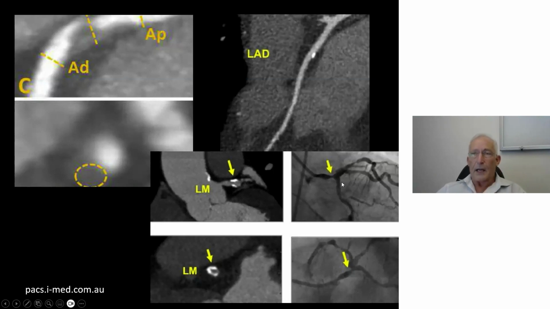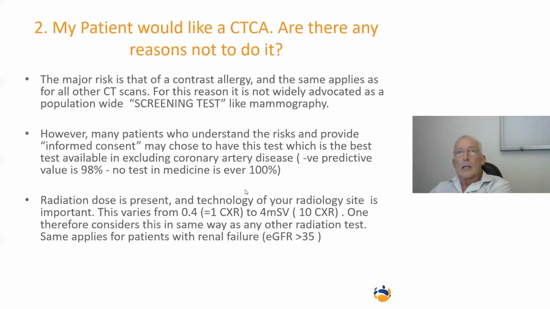The catheter angiogram is still the gold standard for measuring stenoses and for some of the smaller vessels, but it's got some pitfalls, and there are a number of areas where the actual CT scan has a lot of advantages. So, moving on, I want to get on to the next question.